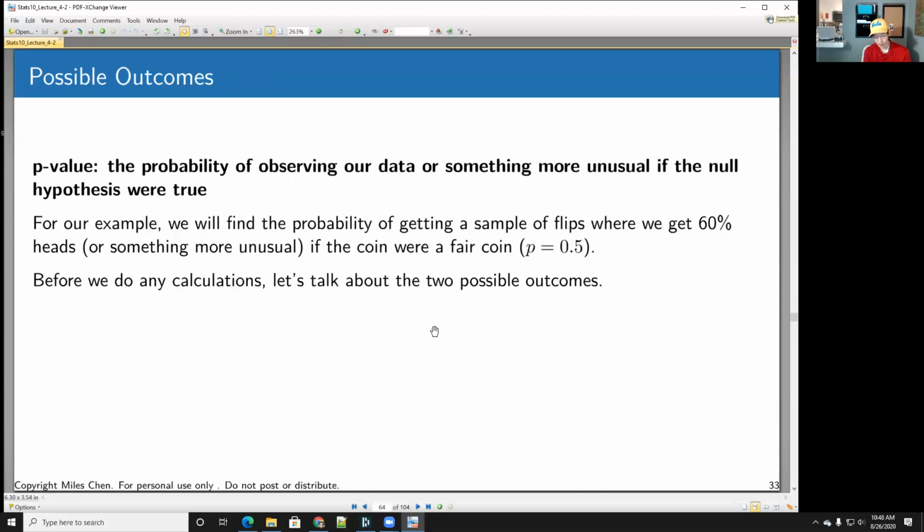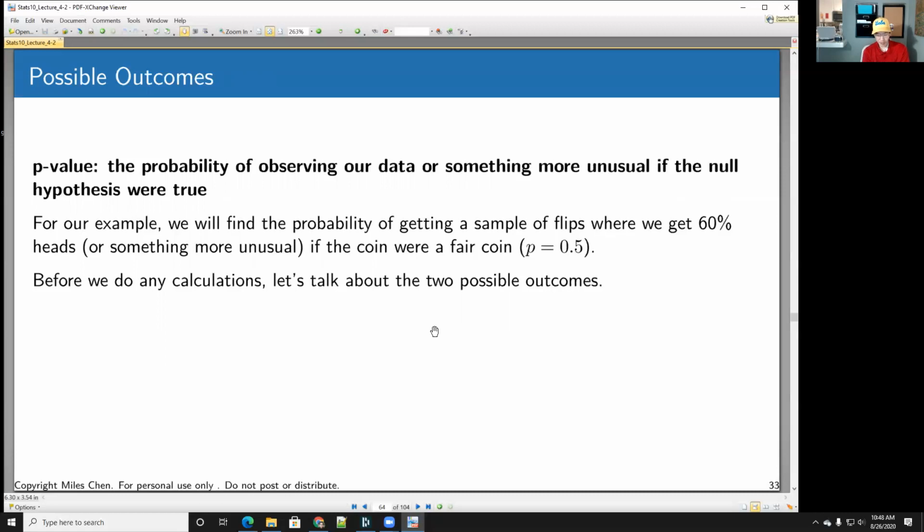And if we say 6 heads out of 10, the true p-value is actually 6 heads out of 10 and everything else that's more unusual. So that would include the outcomes 7 heads out of 10, 8, 9, and even 10 heads out of 10, because we want to know the probability of getting this outcome or anything even more unusual if the coin actually were fair.